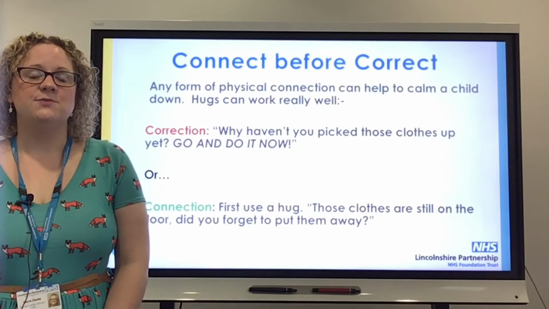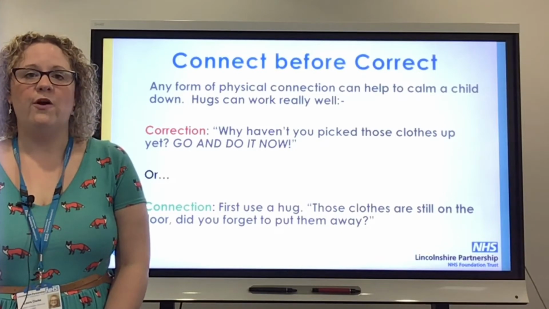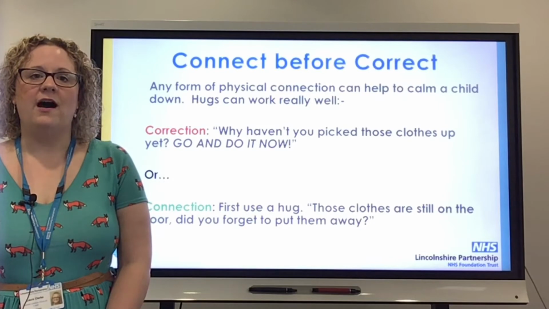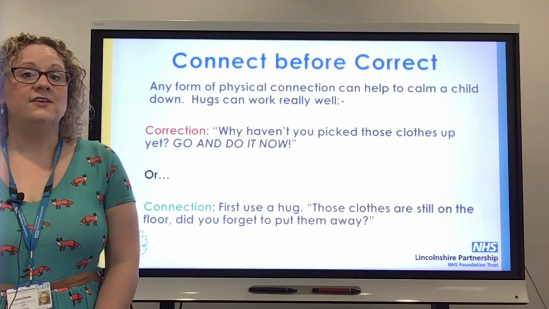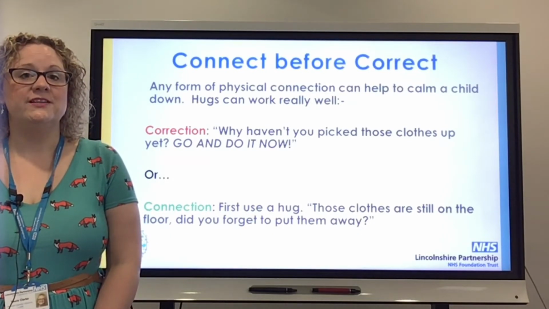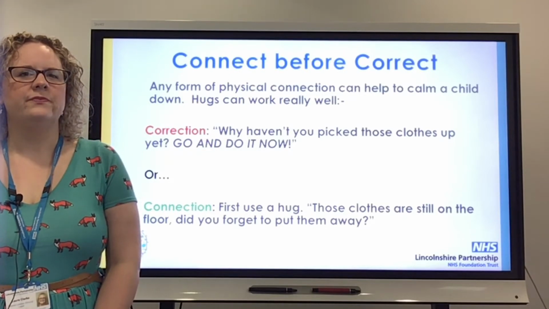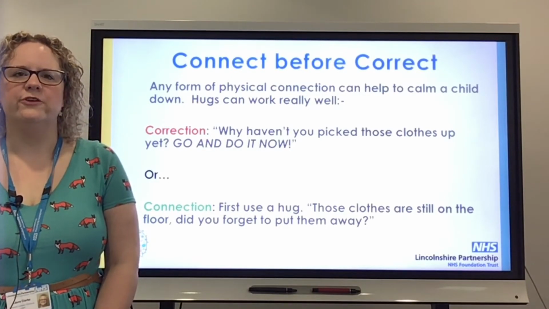If you connect before correcting them, this can work well. So hugs also work well here. For example, hugging and then maybe saying, "Those clothes are still on the bedroom floor. Did you forget to pick them up?" Notice the difference in response here. How would you react differently in this scenario? How do you think your young person would react differently?